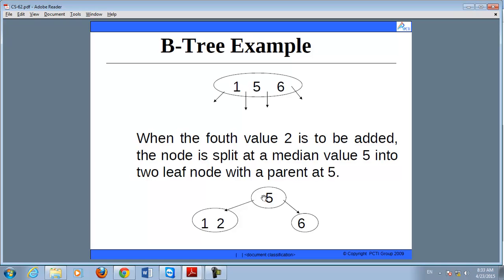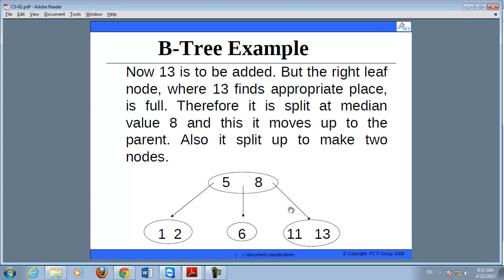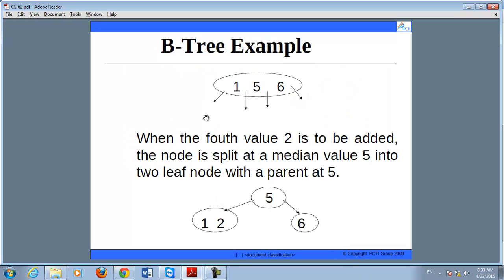Now, next, 13 is to be added. Now, if you want to add 13, then firstly 13 will be compared with the 5. It is greater than 5. It means it comes on the right side of the 5. Now, it is also greater than 6. It means it goes on the right side of the 6. If there is a leaf node, that is in case of 13, but the right leaf node where 13 finds its appropriate place is full. Now, what will happen?